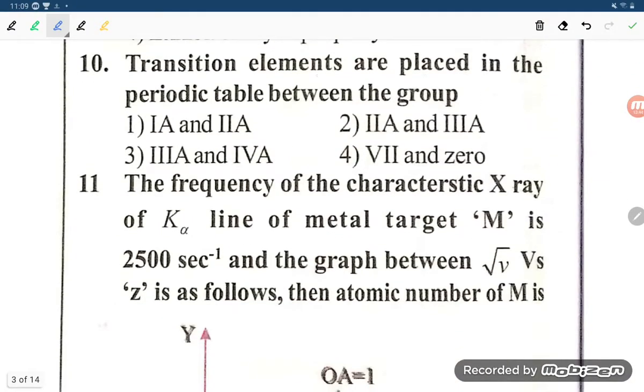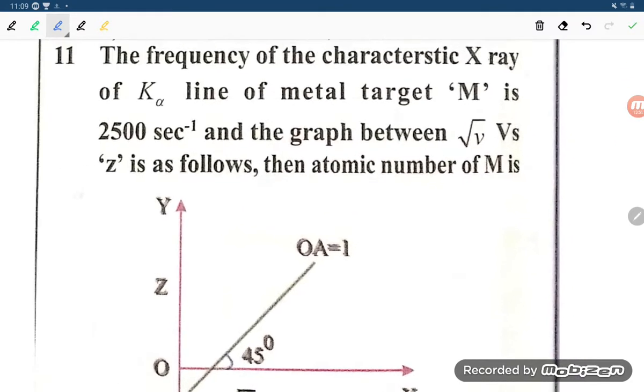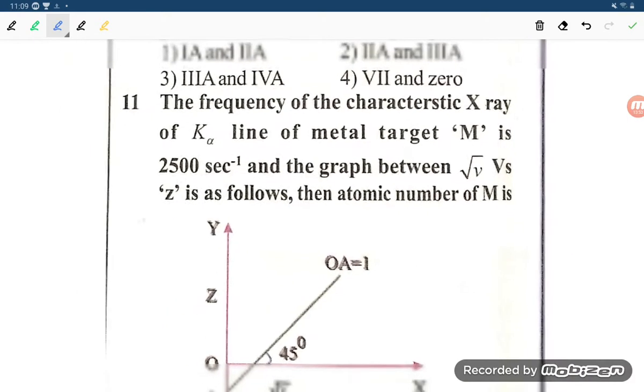So let us move to our answer, students. The transition elements are placed in the periodic table between which groups? Second A and third A. So the correct option is option number 2, students. Okay. Next one is question number 11.